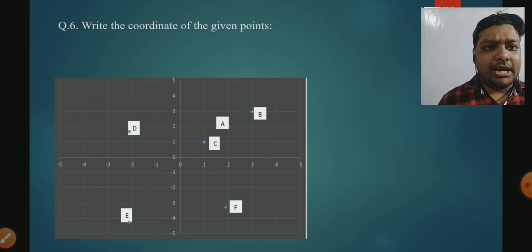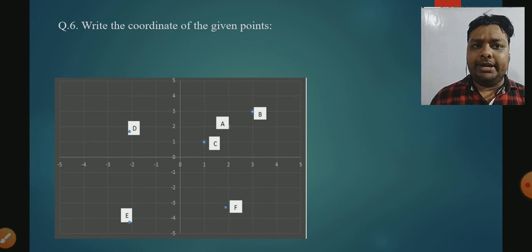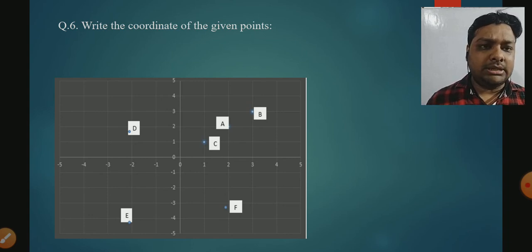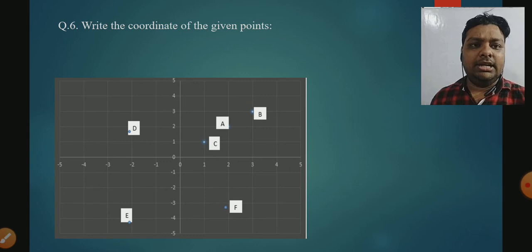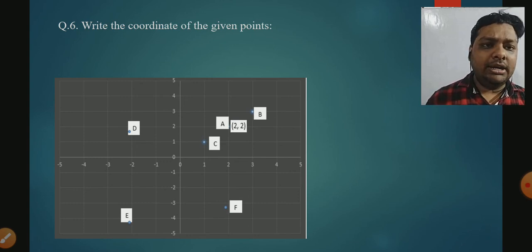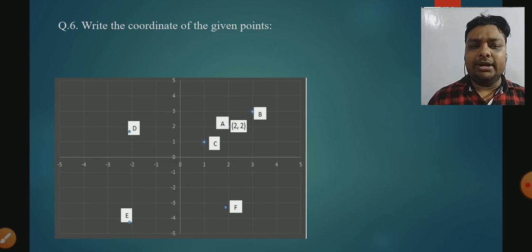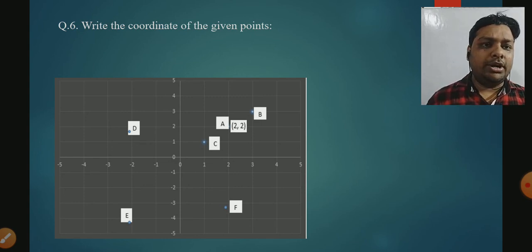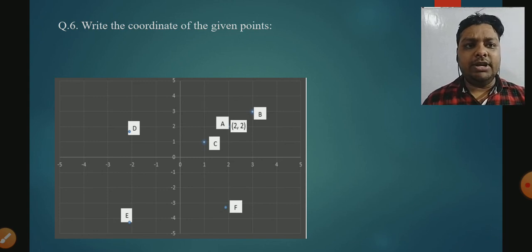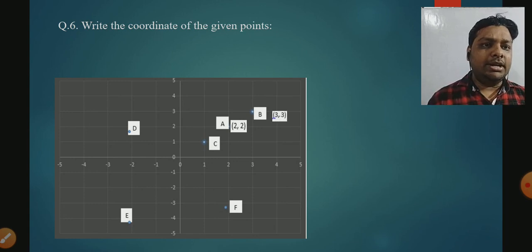Now let's find the coordinate of point A. At first we will see the x-axis. If you draw a vertical line to point A from the x-axis, you will get 2, and on the y-axis again 2. It means the coordinate of point A will be 2 and 2, both plus sign because it is lying in quadrant 1. Now point B: on the x-axis it is 3, and on the y-axis it is 3. So again it will be 3 and 3 only.